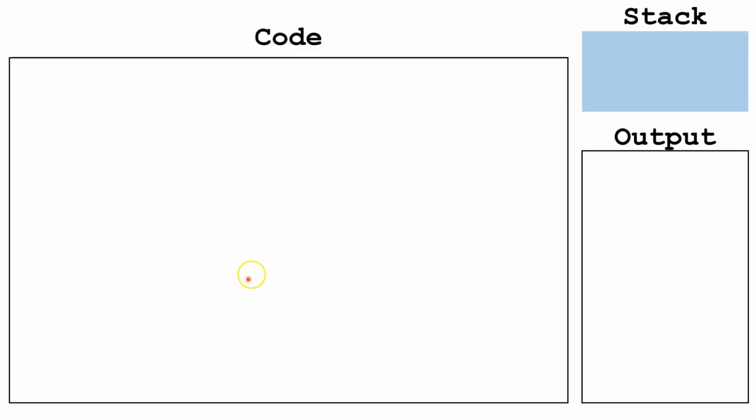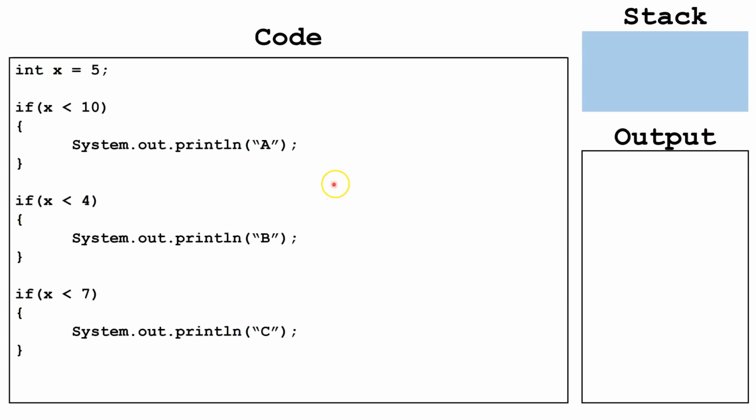Let's write a code with several if expressions. If expressions are unconnected to each other unless they are nested within each other. So 1, 2, 3, or none of these statements could execute independently. Let's trace the code here.